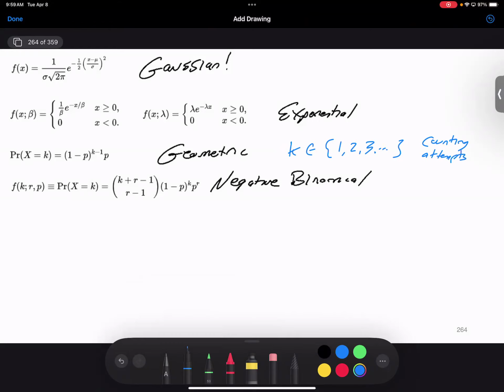And so what is the minimum number of attempts you need before you succeed? 1. I don't care how good you are. You should not succeed before you attempt.